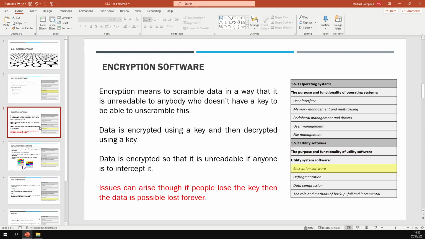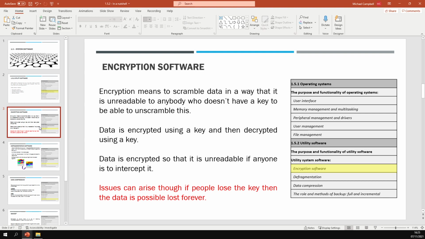So let's have a look at encryption. Encryption is the act of scrambling data so that unless you have the appropriate key given to you, you cannot read the data. So the idea is that you use a key to encrypt, and then you decrypt it with a different key. Data is encrypted so it's unreadable even if you intercept or steal it, unless of course they go through some sort of hacking brute force attack.